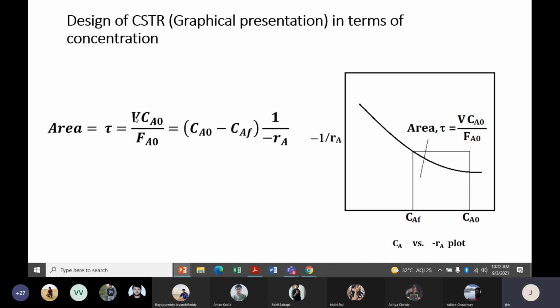And what is tau? V multiplied by Ca0 by Ca0, or V by V0. So reactor design for CSTR means, in order to find tau or the volume, either tau or volume can be calculated, then sizing of the reactor is possible, giving some allowance over the liquid level. Then you can find the actual size of the reactor.